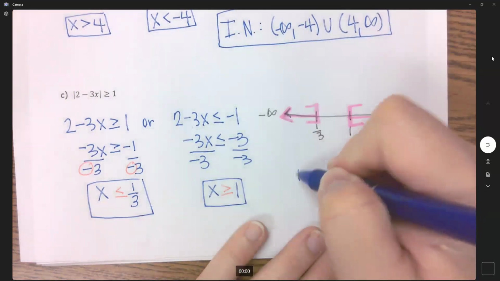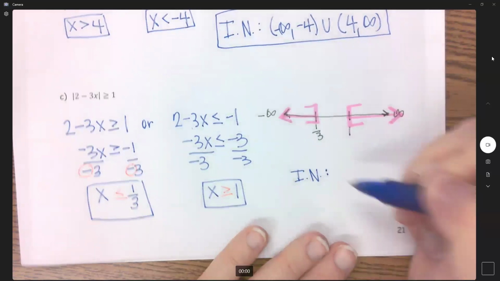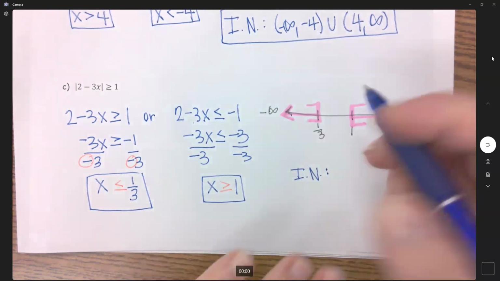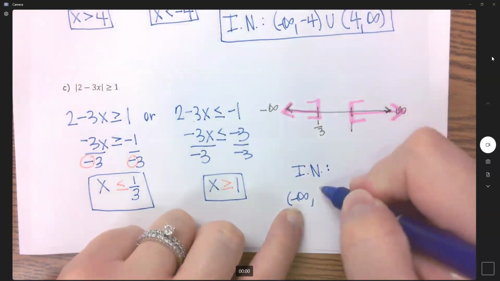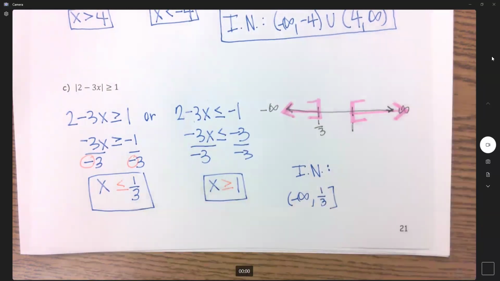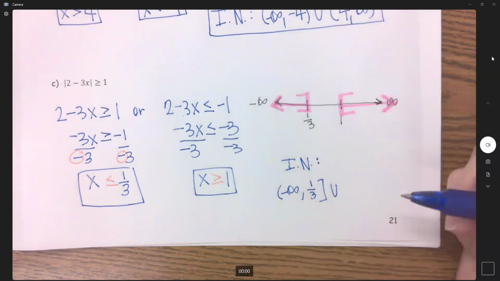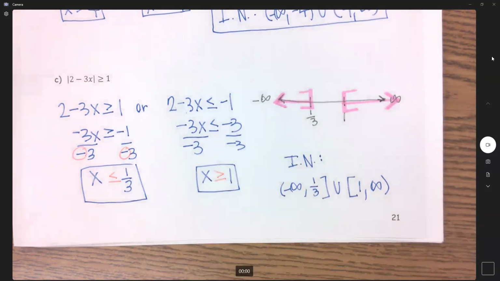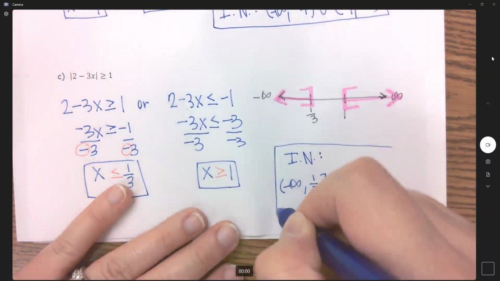So interval notation here. This side here is -infinity to 1/3. -infinity is a parenthesis, but 1/3 will have a bracket. It's okay that that's going to be highlighted in red. We'll put the union in between, and then 1 to infinity on this side, bracket to parenthesis.